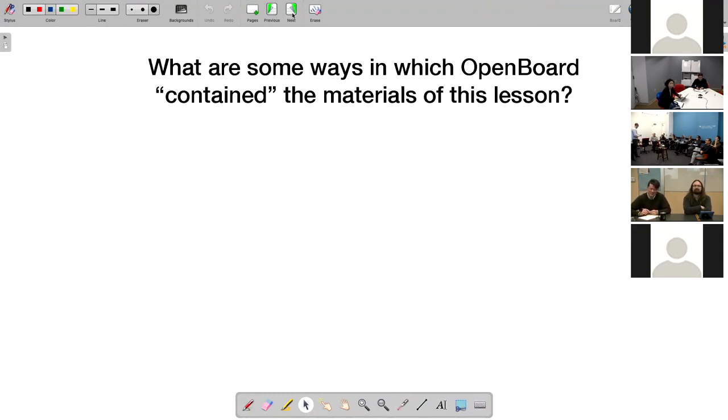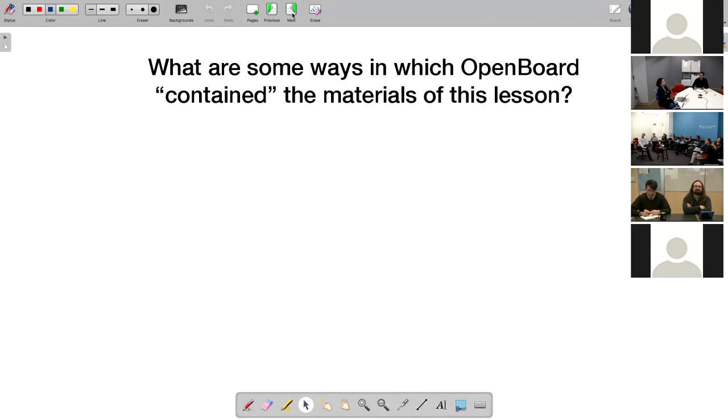Okay, so that is the end of the demo lesson that I hoped would illustrate a few of the examples of what you can do with OpenBoard, even though certainly something that you would design would be much more pedagogically sound than some of this.